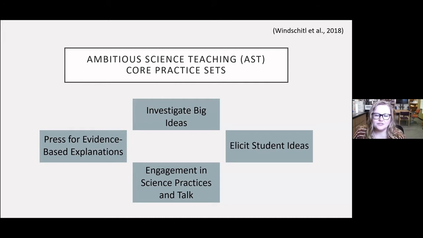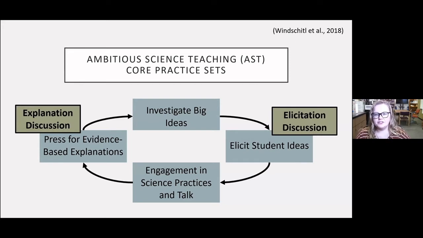So in the context of this research, the Ambitious Science Teaching Framework was used to develop the lab curriculum that was taught by the undergraduate TAs. And so Ambitious Science Teaching, or AST, describes a vision for rigorous and equitable science instruction to support science learning for all students from all backgrounds. And this framework is based on four core practices: investigating big ideas, eliciting students' ideas, engaging them in scientific practices and talk, and then also pressing them for evidence-based explanations.